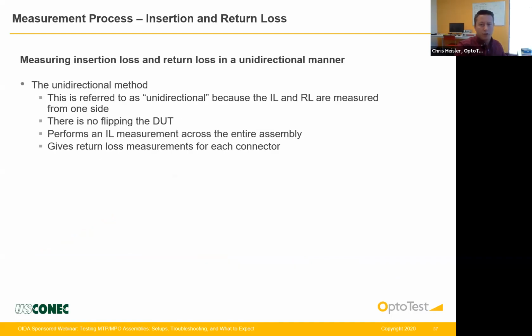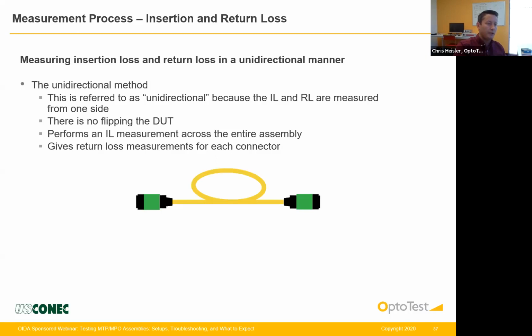The previous routines show one standard way for testing fiber optic patch cords. Another method is typically referred to as the unidirectional method. This is referred to as unidirectional because the insertion loss and return loss are measured from one side. There is no flipping the DUT. This performs an IL measurement across the entire assembly, and it gives return loss measurements for each connector.